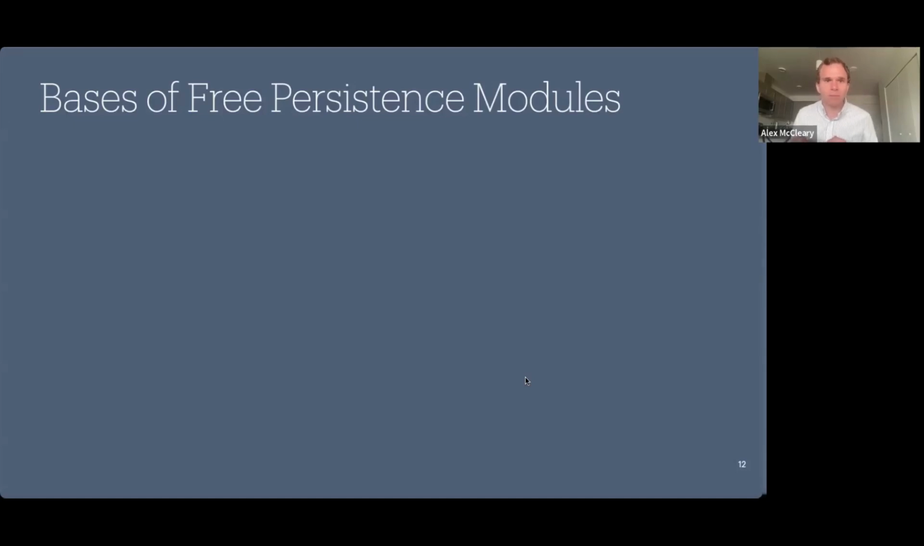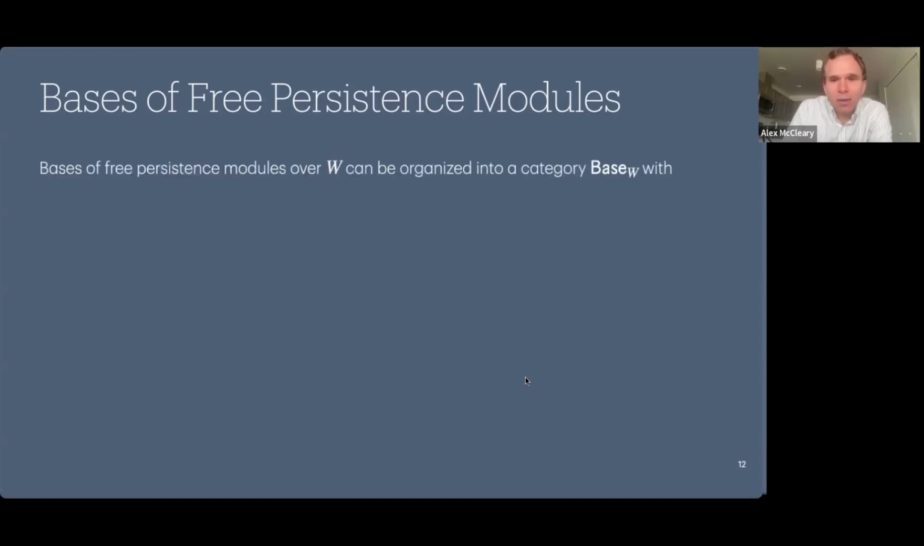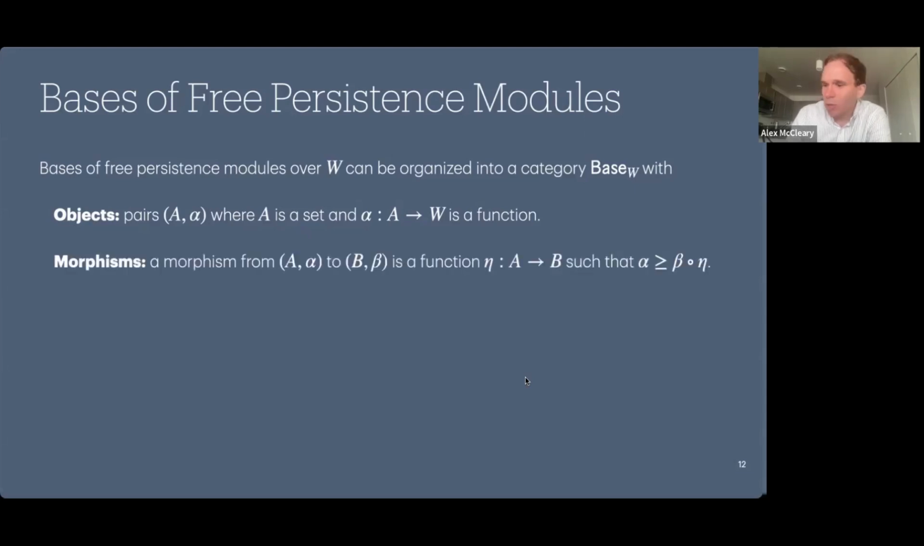That means we want to organize our bases into a category so that we can talk about a free functor. And so we can organize them into a category. The objects are just going to be these bases. So the objects are pairs A, alpha, where A is a set and alpha is a function telling us where each basis element first appears. And then a morphism between two of these pairs is just a set function between the two sets that satisfies this condition here. And this is essentially the condition that we can't map to something that hasn't happened yet.